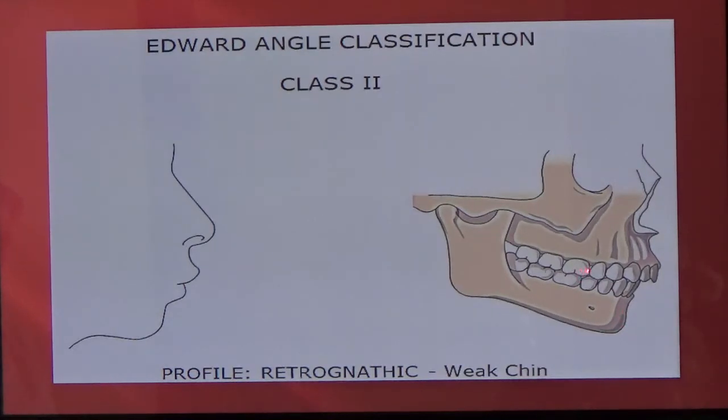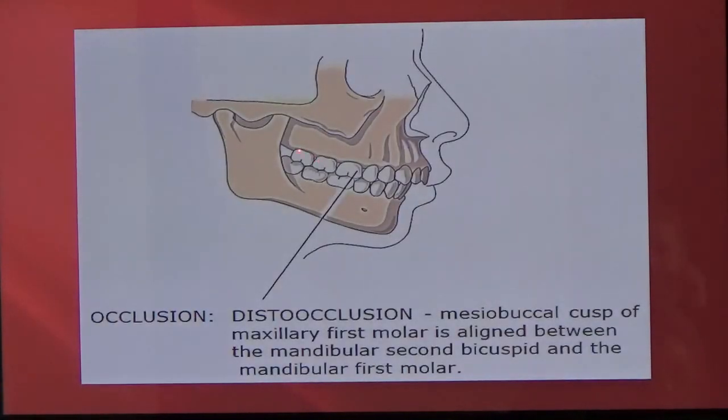Here you got the mesiobuccal cusp is in between the second premolar and the first molar. Okay, instead of this cusp being back here, it's kind of one cusp forward, meaning your jaw is back. Okay, again, the mesiobuccal cusp is the line between the mandibular second bicuspid and the mandibular first molar. Okay, in class 1, this cusp is back here. And you can see you've got more space between the lower jaw and your front teeth. Okay, so you're more like this. Instead of being like this, ideal, you're like this.